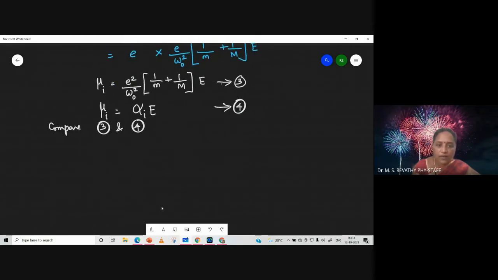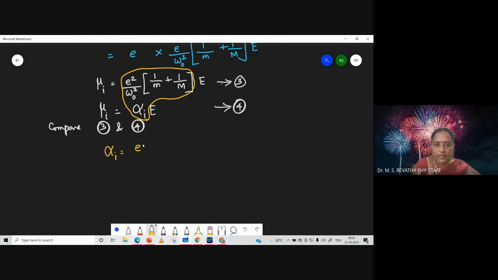So which is given by, so you can just write, okay. Here the left hand side and right hand side are almost similar except alpha I. So I can just combine the terms before the electric field. So mu, I need just alpha I. So alpha I will be equal to e square divided by omega naught square into 1 by small m, mass of the cation, plus 1 by capital M, mass of the anion. That's all. So we have found out the ionic polarizability.